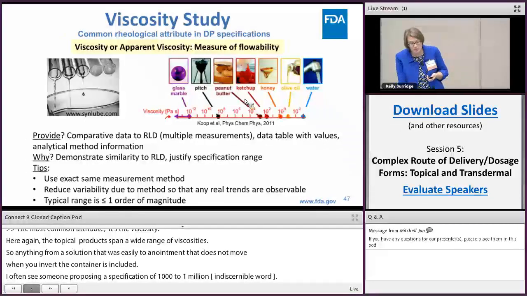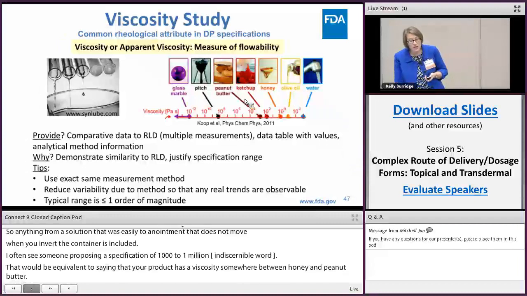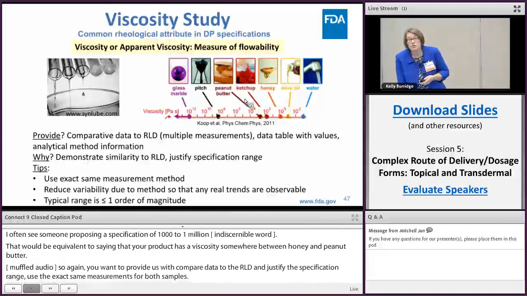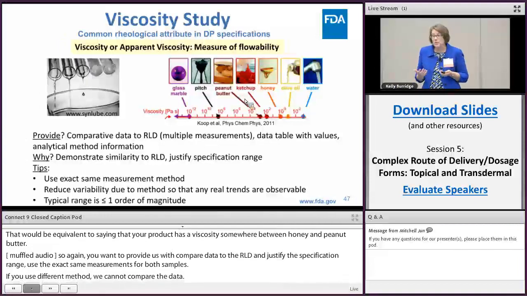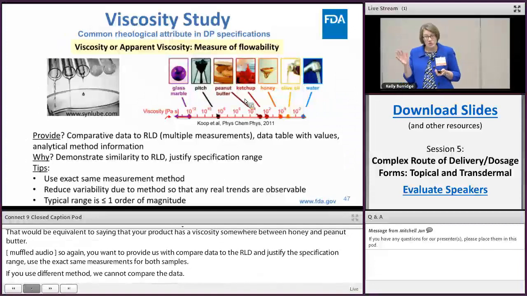So again, you want to provide us with comparative data to the RLD. You want to justify your specification range. Use the exact same method to measure both samples. If you use different methods, we can't compare the data. Try to reduce variability so that the measurements that you're taking will reveal any real trends if they're there. Typically, we see ranges of about an order of magnitude are generally what is observed for this type of product.